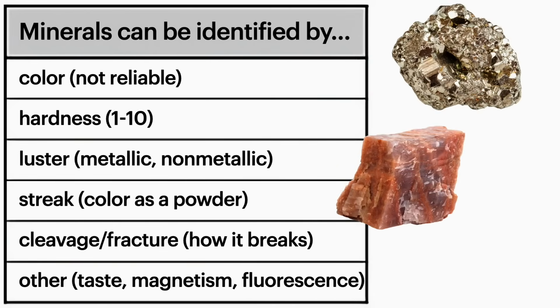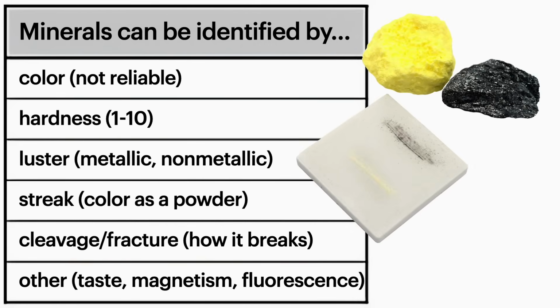Next up is luster. Here I see 2 samples. I have a sample of pyrite and I have a sample of potassium feldspar. The pyrite is clearly metallic. It essentially looks like a piece of gold, hence the nickname fool's gold. And this potassium feldspar has a much more dull, non-reflective pink finish or color, and so that would be non-metallic.